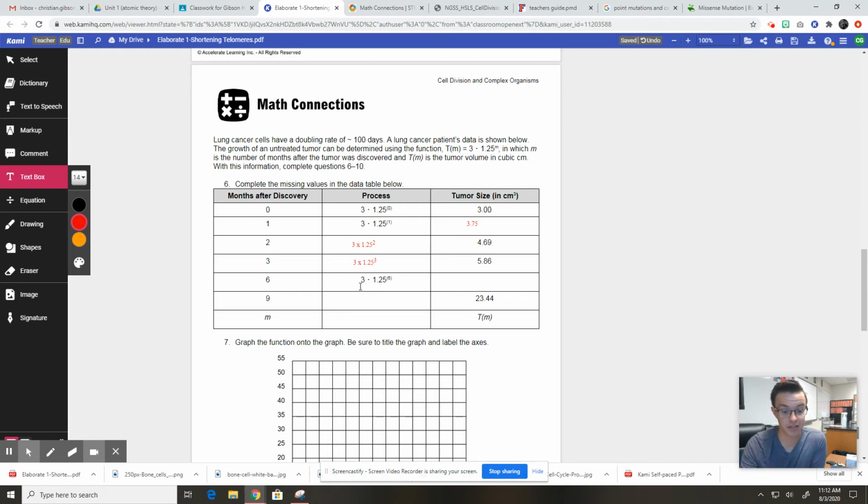6 months into the lung cancer. 3 times 1.25 raised to the 6th power. Let's see what that gets us.